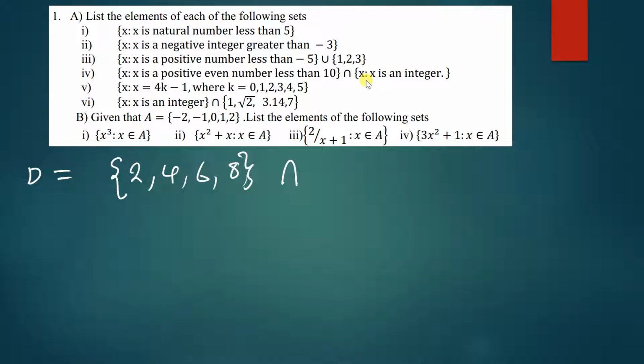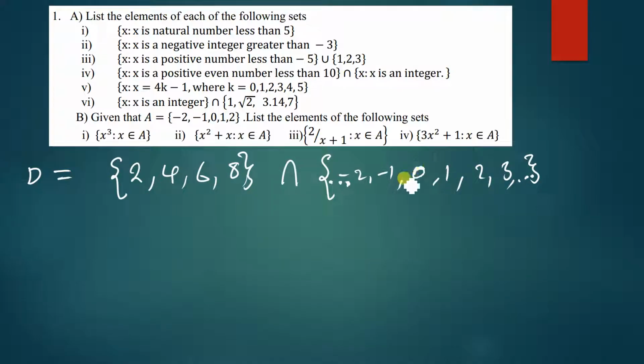With integers, because this other set says x is such that x is an integer. So integers, we're going to say -2, -1. So it's coming from negative infinity. They have not specified the range. So we are coming from negative infinity to positive infinity. So this is what we have.